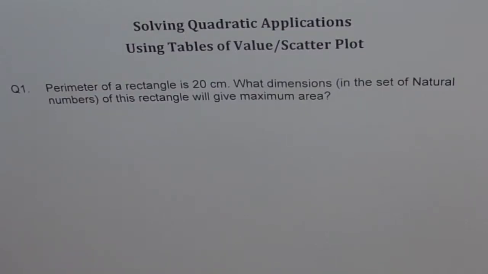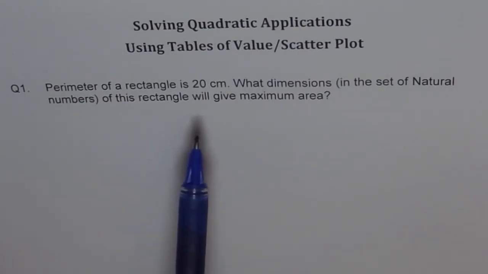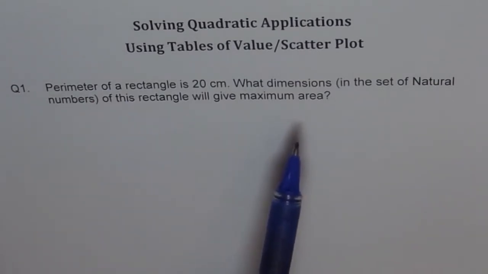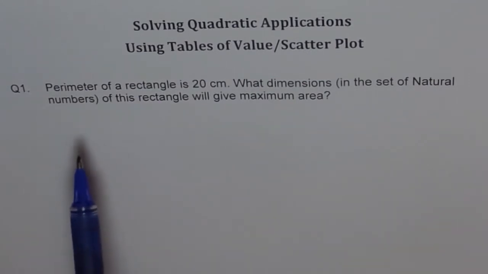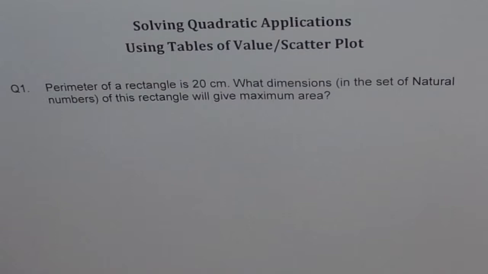Hello, let's solve quadratic applications using tables of value and scatter plot. Here's a problem for us. Perimeter of a rectangle is 20 centimeter. What dimensions in the set of natural numbers of this rectangle will give maximum area? So we can use many methods, but to start with, we'll use table of values.